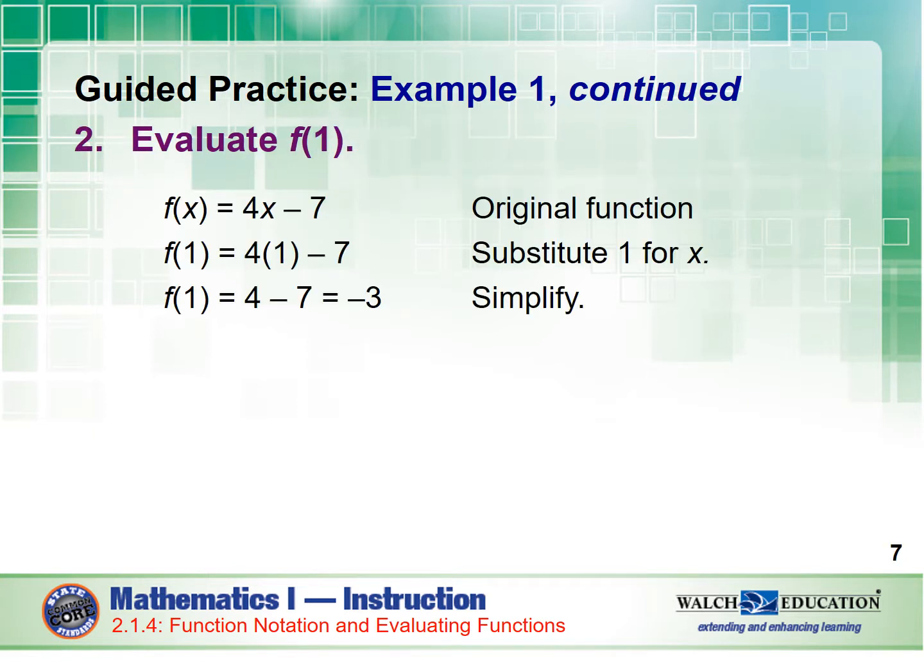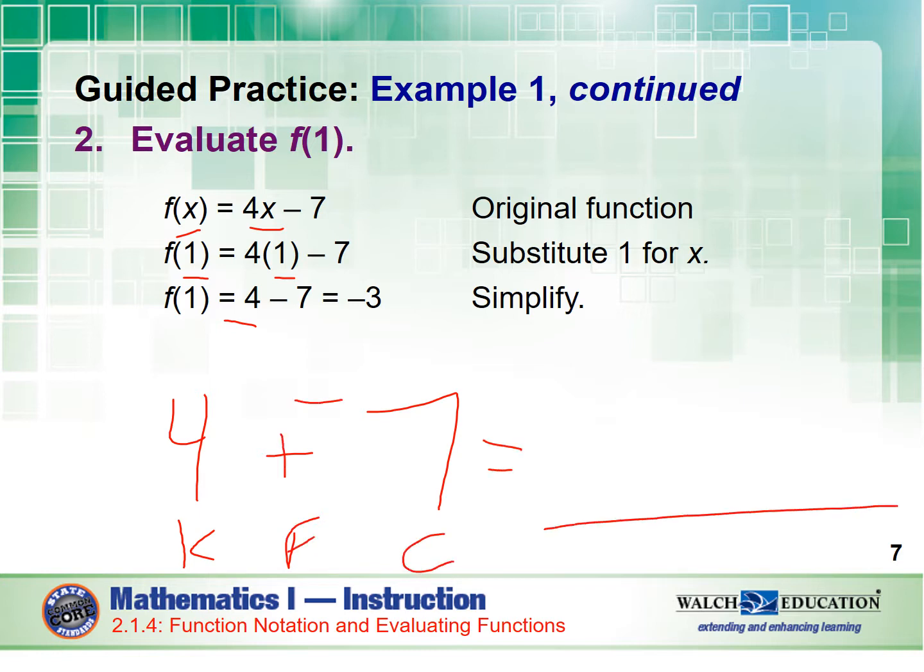So let's do the first one. We're going to evaluate f of 1. Everywhere we see an x, we're going to plug in number 1. And we're going to say 4 times 1 is 4, minus 7. 4 minus 7 equals negative 3. Remember your integer rules for when you subtract. Keep, flip, change. So that tells you, because your bigger number is negative, your answer is going to be negative. How many times bigger is the number 7 from 4? 3. And it's negative 3.